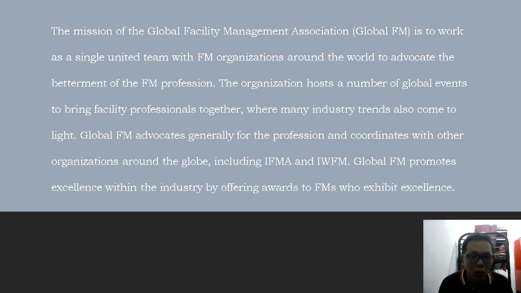The mission of the Global Facility Management Association, or Global FM, is to work as a single united team with FM organizations around the world for the betterment of the FM profession. The organization hosts a number of global events to bring facility professionals together, where many industry trends also come to light. Global FM advocates for the profession and coordinates with other organizations around the world, including IFMA and IWFM.